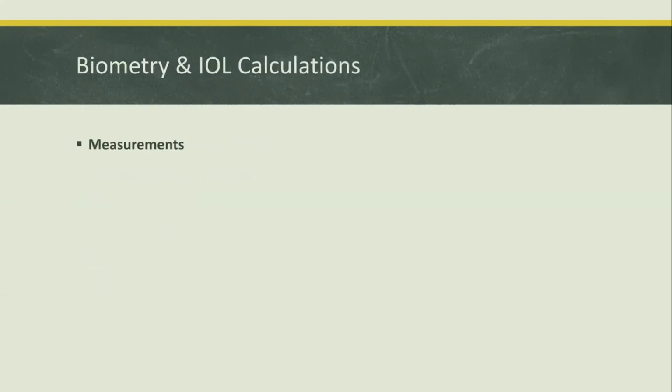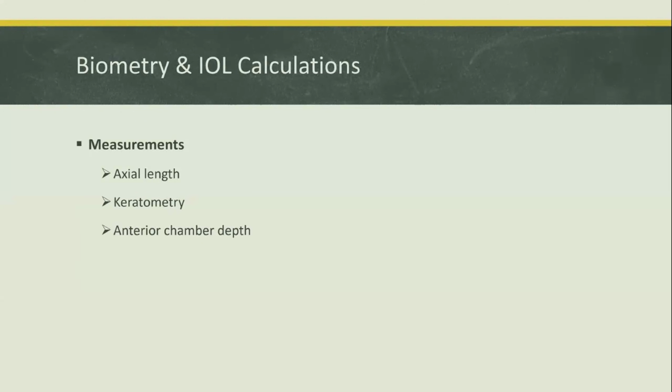So coming to the biometry and calculations, we need to measure axial length, that is the distance from the anterior surface of the cornea to the retina. It is essential for accurate IOL power calculation. Keratometry helps to measure the curvature of the cornea, helps in determining the corneal power, and detects astigmatism.